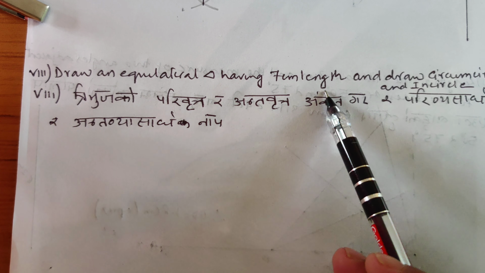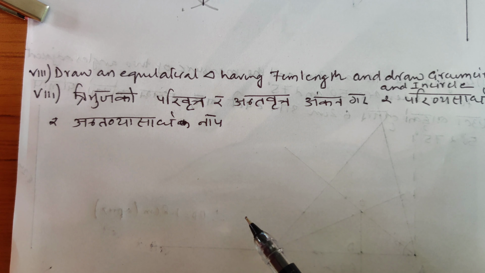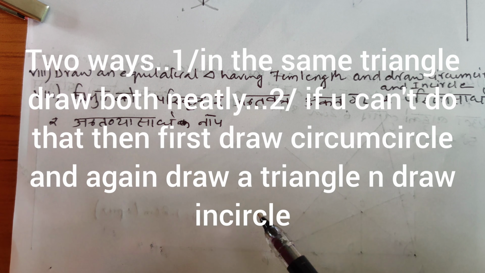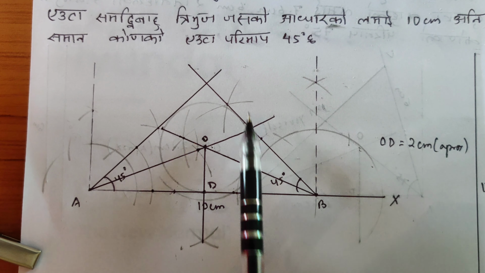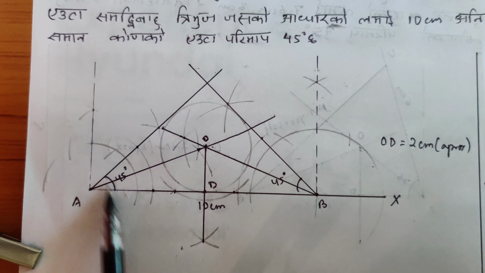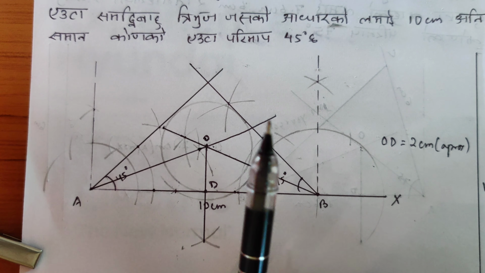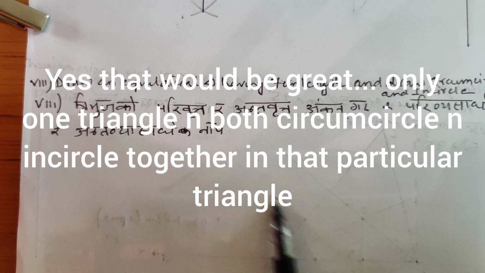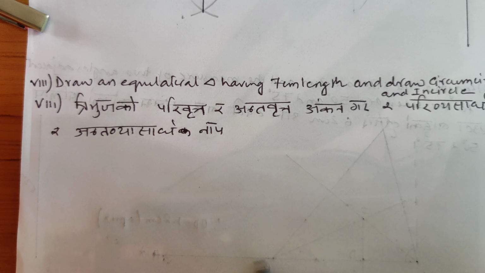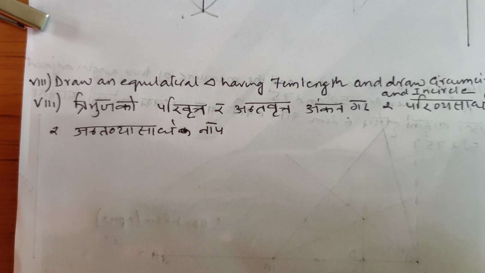Both. So draw an equilateral triangle of 7 centimeter length. You all know how to draw. And then draw a circumcircle. And then draw another equilateral triangle of 7 centimeter and draw an incircle. Or else in the same diagram things might look really messy and confusing. If in the same diagram you can draw a circumcircle, means from outside, and an incircle, that's okay. But if you cannot draw, then what you could do is draw an equilateral triangle of 7 centimeter. Firstly draw a circumcircle to it. Secondly you draw an incircle to it.